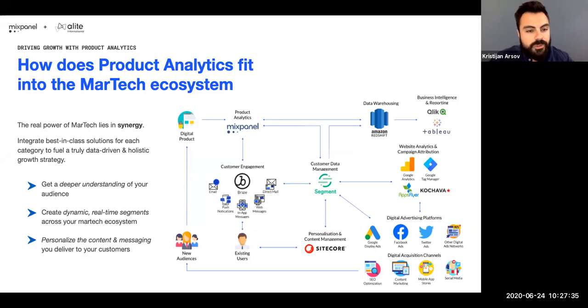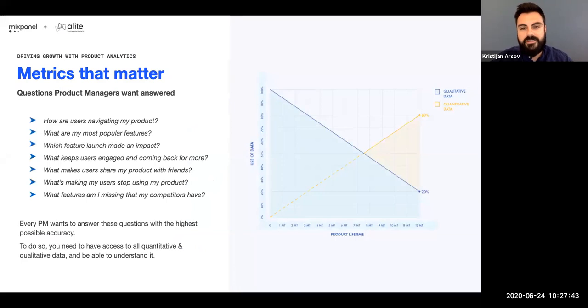So I would say that the real power happens when you combine all of these best-in-class solutions and they start working in synergy. However, having such an extensive stack will probably mean that you'll be getting terabytes of data daily, if not hourly. And now, to echo back to what you were saying before, it's understanding which of that data actually matters. So which are the metrics you want to answer? Stuff like, how are your users navigating your product? Which are your most popular features? Which feature launch made an impact?